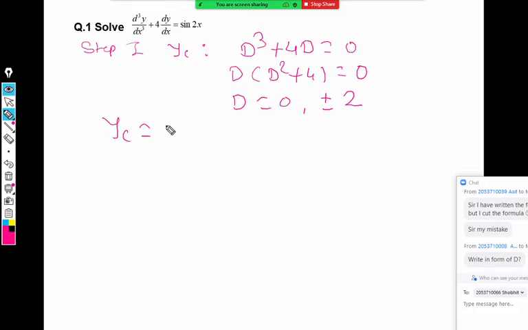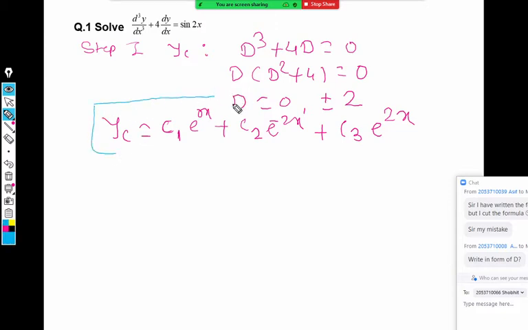C1 e to the power 0x, plus C2 e to the power 2x. Okay, so my mistake, just a minute. You are correct: C2 e raised to minus 2x, C3 e raised to plus 2x. So the order is not important. The order is not important.